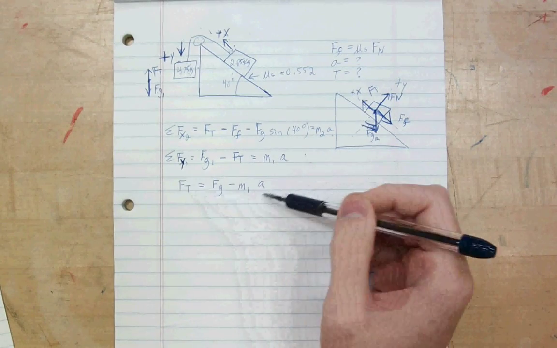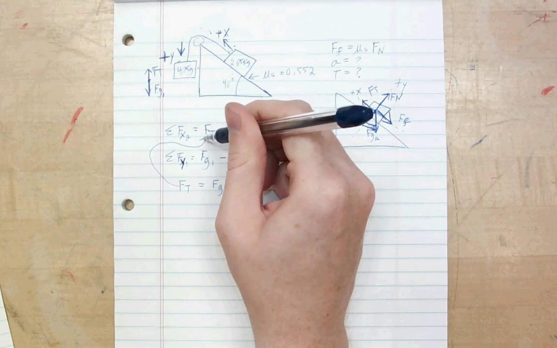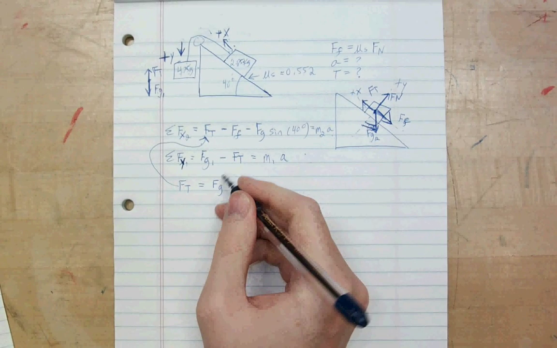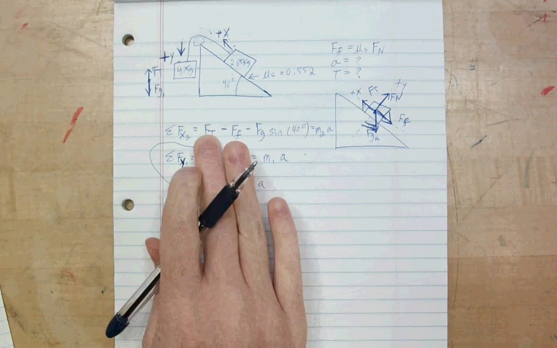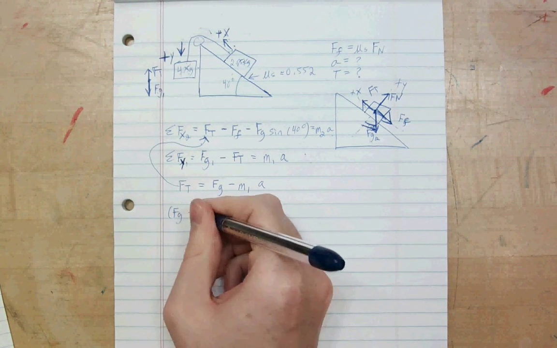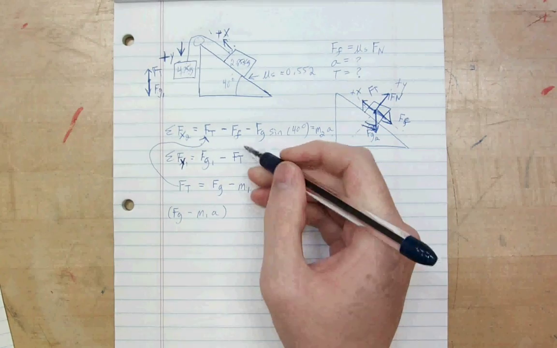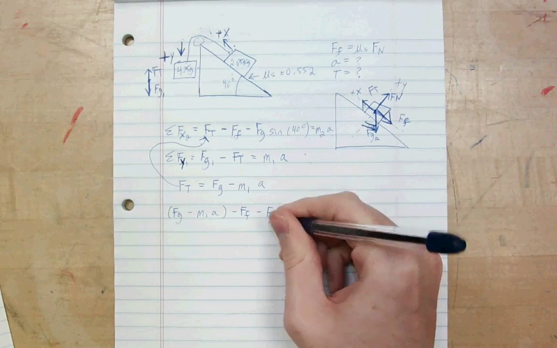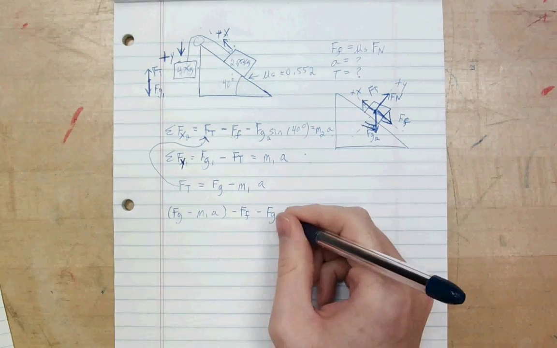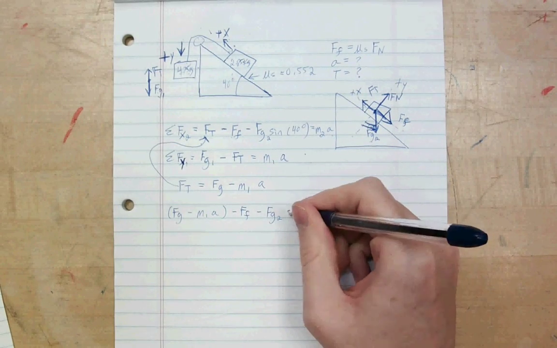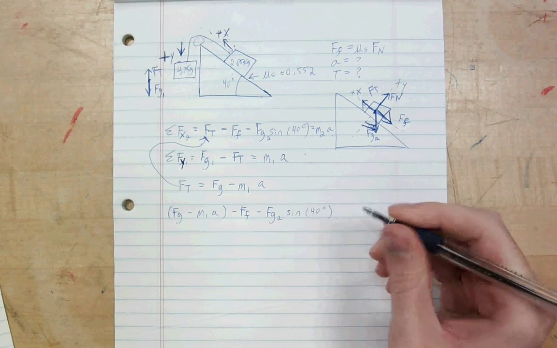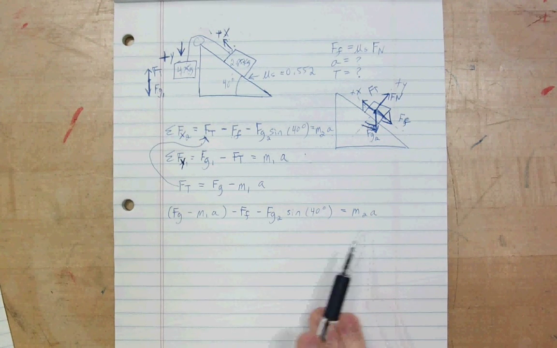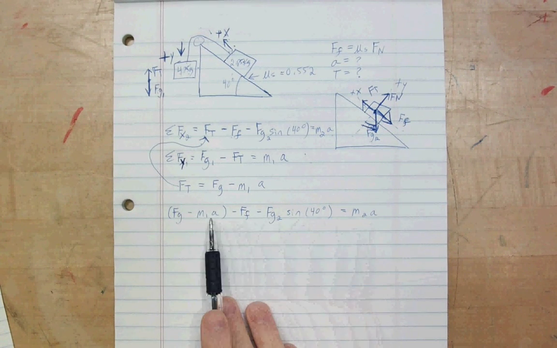And now I can take this force of tension and substitute it into this equation up here. So let's rewrite this equation. We'll have Fg minus M1A replacing Ft, and then just continuing along, minus F minus Fg2 sine 40 degrees equals M2A. Oh, and I got sloppy with my numbers. And now notice that equation does not have tension, and there's only one thing we don't know, acceleration.